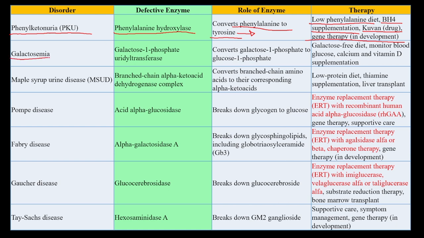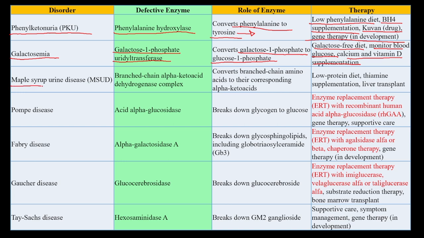Then we have galactosemia. So in galactosemia, the defective enzyme is galactose 1-phosphate uridyl transferase, and the role of the enzyme is that it converts the galactose 1-phosphate to glucose 1-phosphate. The therapy is that you take a galactose-free diet, monitor the blood glucose levels, and take calcium and vitamin D supplementation.